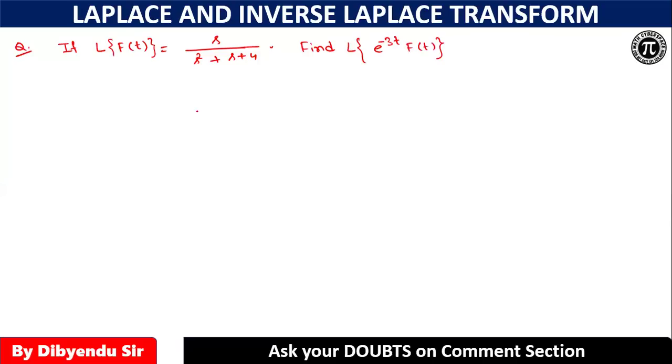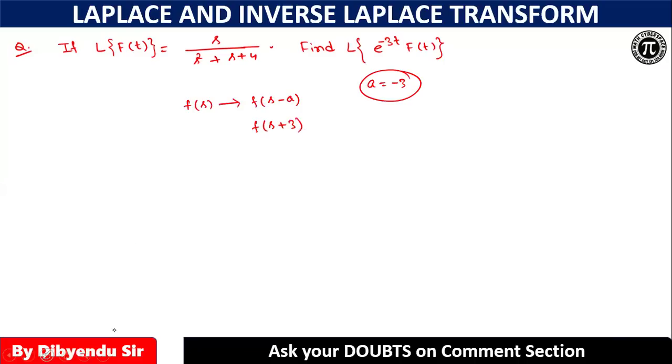Clear? So you need not calculate what is f of t, because Laplace of f of t is already given. Actually we need F of s, and F of s is already given. Just you have to replace s by s minus a. And in this problem, what is the value of a? You can see a is equal to minus 3. That means F of s will be replaced by F of s minus a, that is equal to F of s plus 3. Clear?